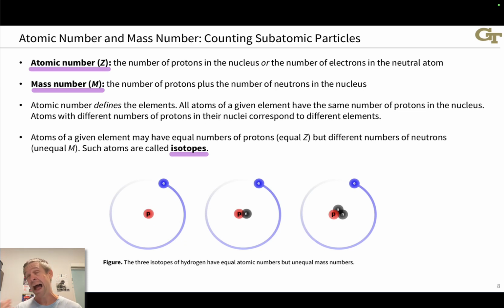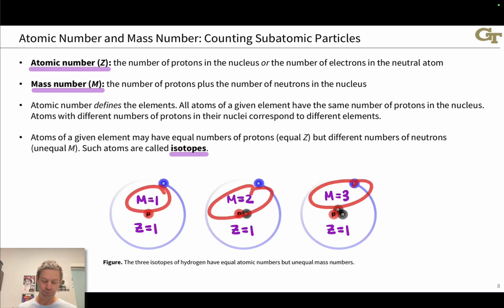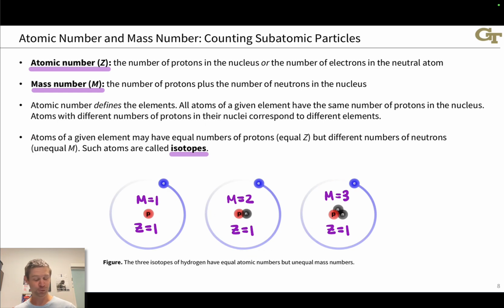And atoms of this type are known as isotopes. Same element because they have the same atomic number, but different mass numbers due to the different number of neutrons in the nucleus. And again, here I'm just surveying the mass numbers and atomic numbers that we reviewed. Atomic number is 1 in all cases because we have 1 proton in the nucleus in each case, but the mass number goes from 1 to 2 to 3. This atom is known as hydrogen 1, this is hydrogen 2, and this is hydrogen 3.